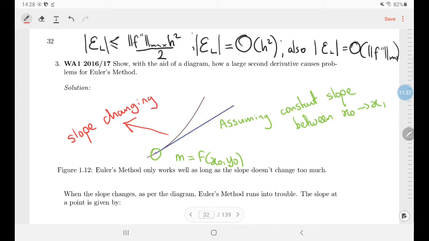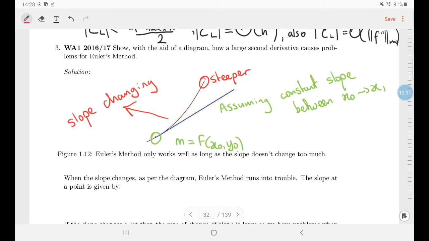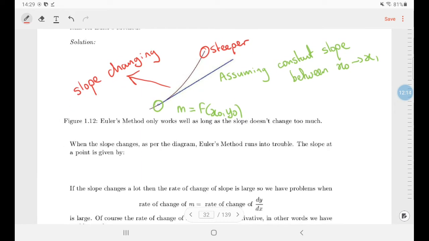So this is kind of explaining what's going on here. So you're going to get errors if the slope changes a lot. If the slope only changes a little bit, the constant slope approximation is going to be pretty good. But when the slope changes a lot, you could put a number on that. So the slope there, look, it gets steeper. It's steeper here. So the slope is increased. And if the second derivative changes a lot, if the slope changes a lot, you're in trouble. Okay. So when the slope changes, as per the diagram, Euler's method runs into trouble.